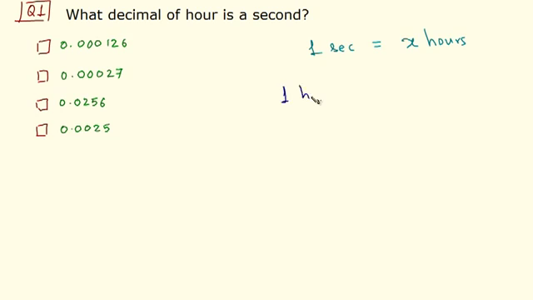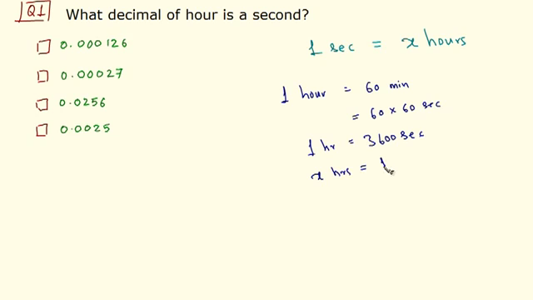So we know that 1 hour is equal to 60 minutes and 1 minute is equal to 60 seconds. So naturally 60 minutes would be 60 times 60 seconds. Therefore 1 hour is equal to 3600 seconds. And we want how much hours is equal to 1 second. So we have this comparison, we can cross multiply.